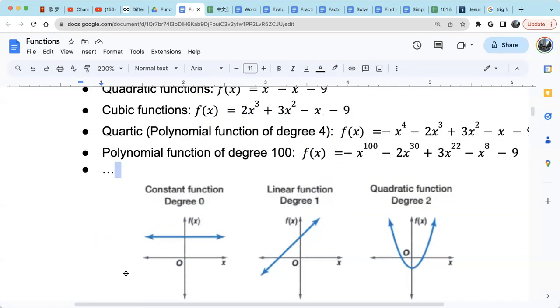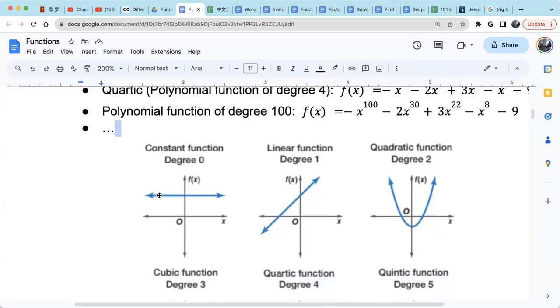Let's see some graphs. So the constant graph looks like this. This is f of x equals a value. So this is a constant function. A constant function is a horizontal line. The linear function could be a line going through the first and third quadrants, or the second and fourth quadrants. Vertical lines wouldn't be a function.